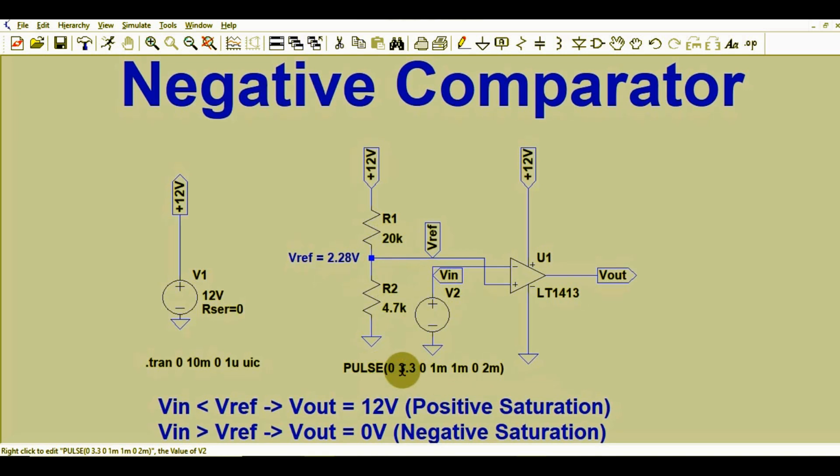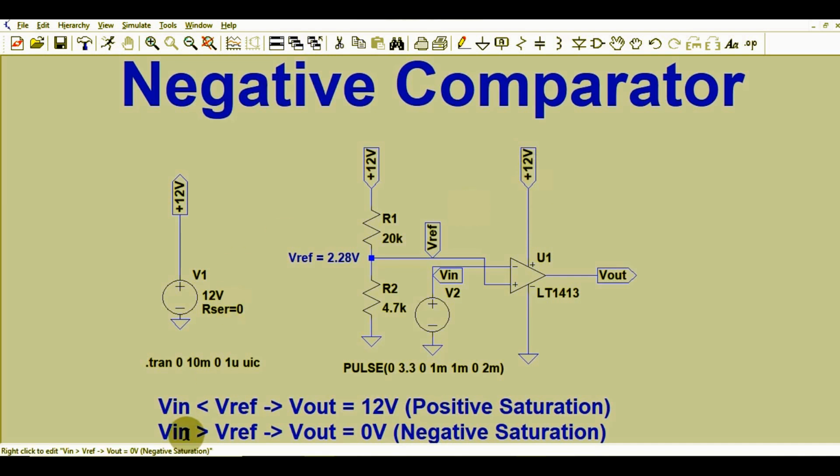So how does this circuit work? The basic question is how this circuit works and what is its application. The application of this kind of circuit we have already seen in my previous video. So if V in, that means the input signal, is less than this reference signal, V out equals 12 volt. That means your op-amp will go towards positive saturation and your output would be 12 volt. Why? Because your supply voltage is 12 volt.